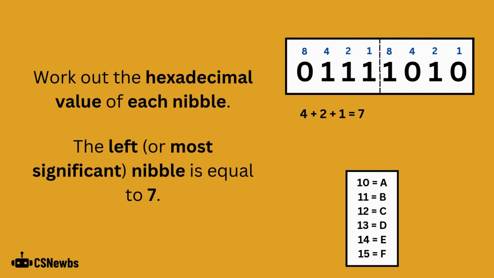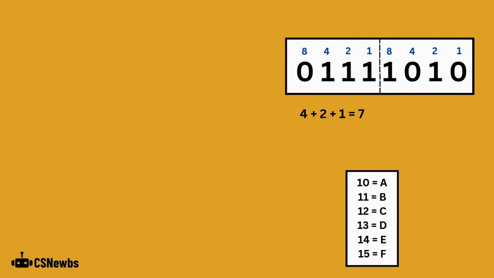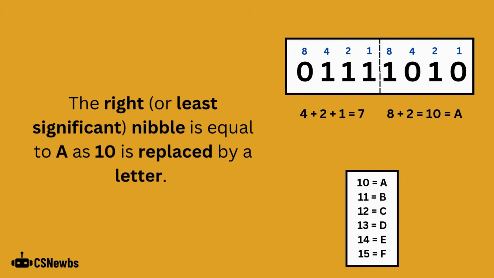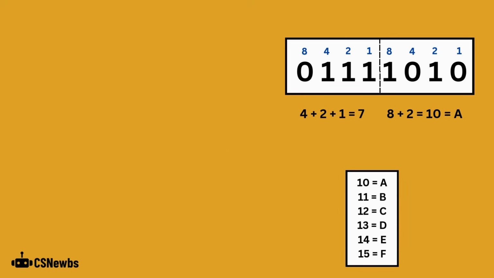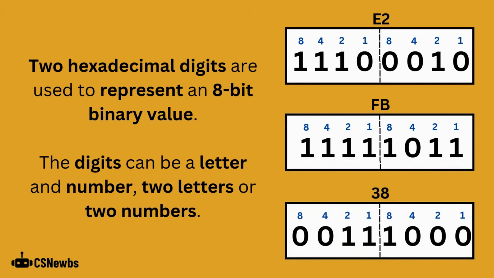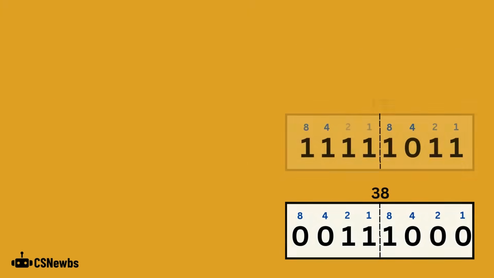The left, or most significant nibble, is equal to 7, because 4 plus 2 plus 1 is 7. The right, or least significant nibble, is equal to A. 8 plus 2 is 10, and 10 is replaced by A. The final answer for this conversion of 01111010 is 7A. 2 hexadecimal digits are used to represent an 8-bit binary value. Be aware that this could be a number and a letter and a number, or 2 numbers or 2 letters.